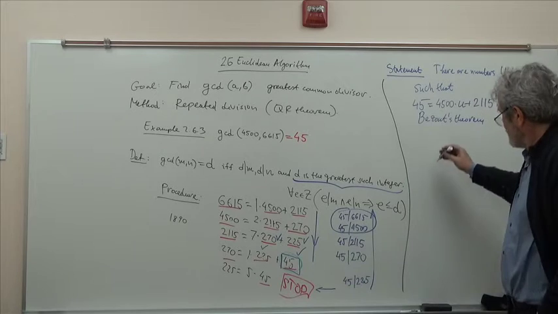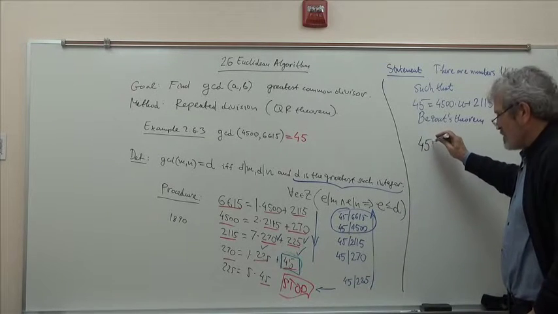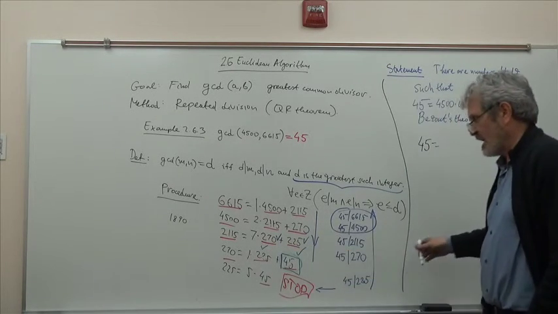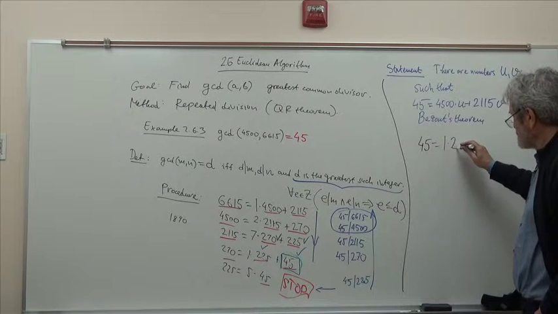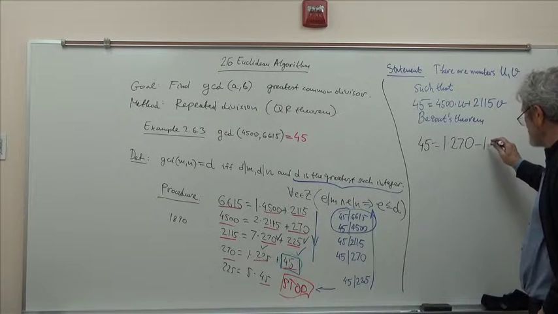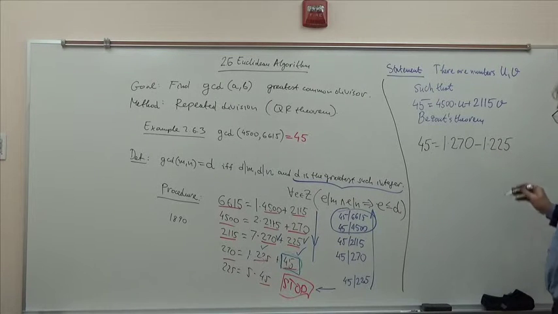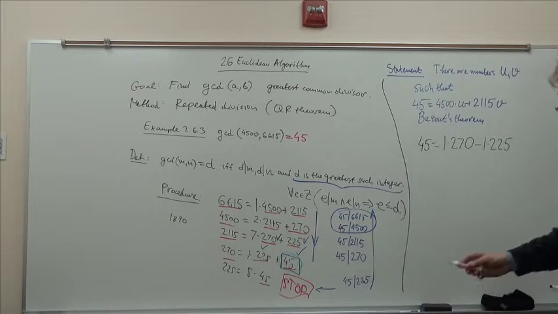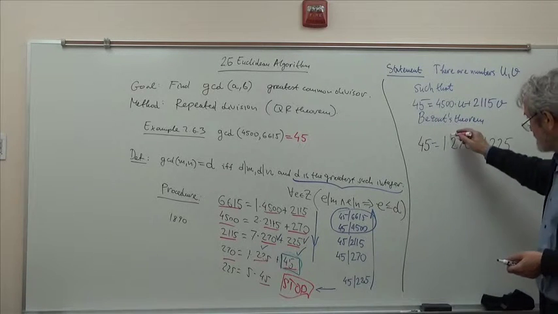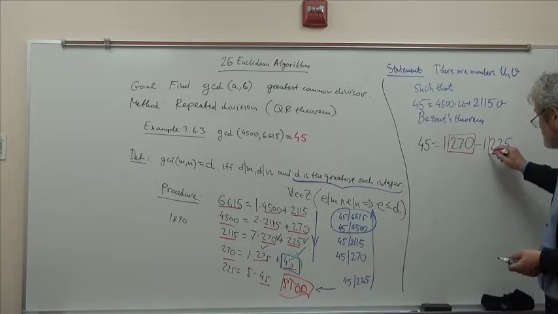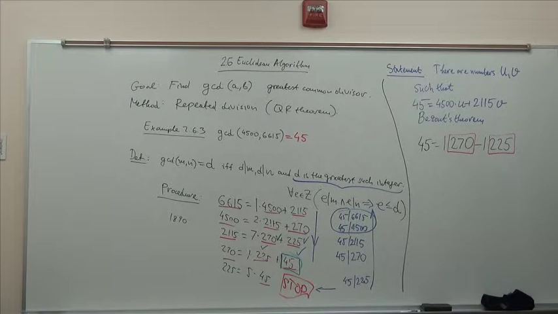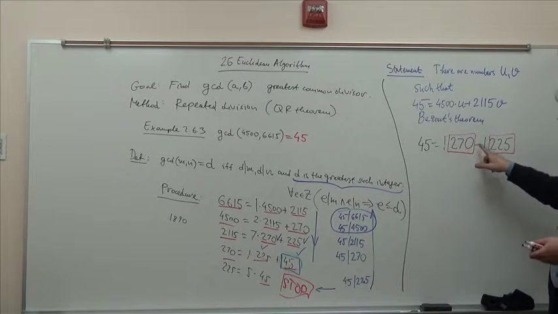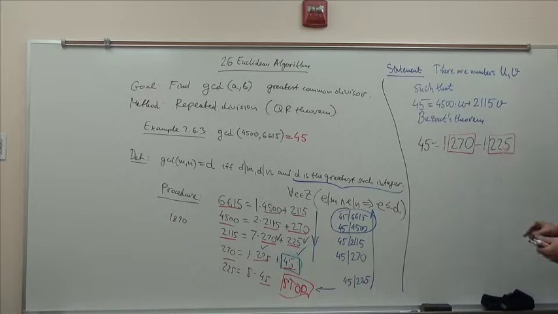Here I'll express 45 using 270 and 225. That's very easy. 1 times 270 minus 1 times 225. Well, be careful here. Never multiply those red numbers. Red numbers are like vectors, if you have linear algebra. That means you just use them as placeholders. Only those coefficients could be changed, but 270 and 225 will never be multiplied out.